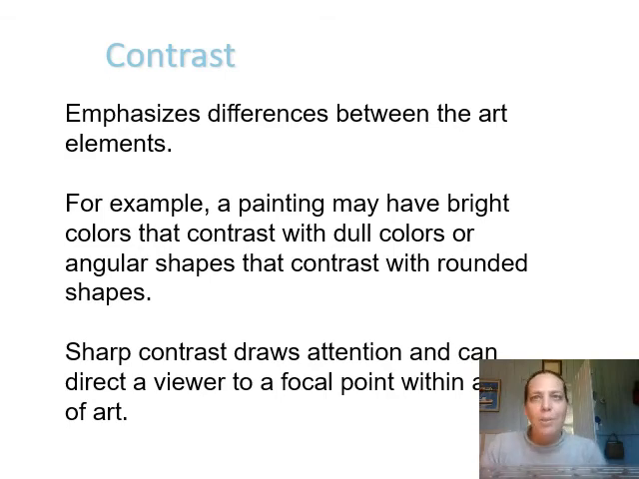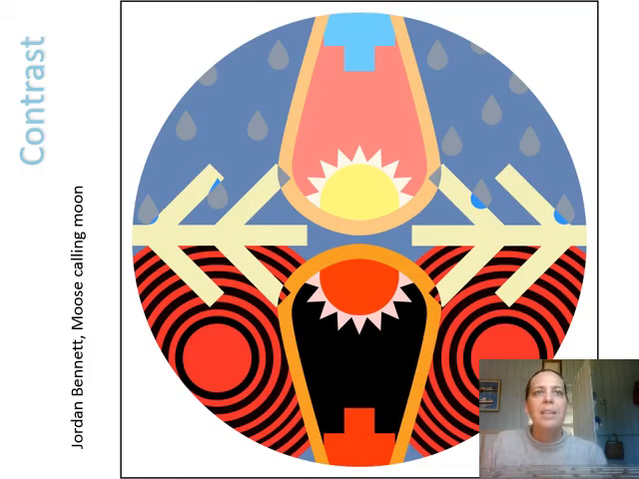So I've been using all these words. They're all interrelated. You see that emphasis and contrast have a strong relationship. Proportion creates contrast, everything does. But contrast is, of course, whenever there are differences between the elements, and that draws our attention and our eyes. Here's an example, an artwork by Jordan Bennett, Moose Calling Moon. In this one, I felt there was a really strong contrast in colors. The colors at the top of the artwork are pastel, mixed, calm colors. And the colors at the bottom are really pure, intense, high-contrasting colors.